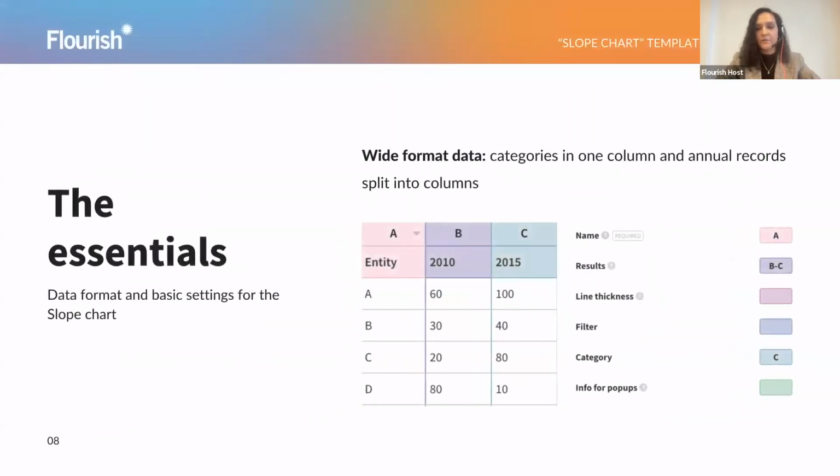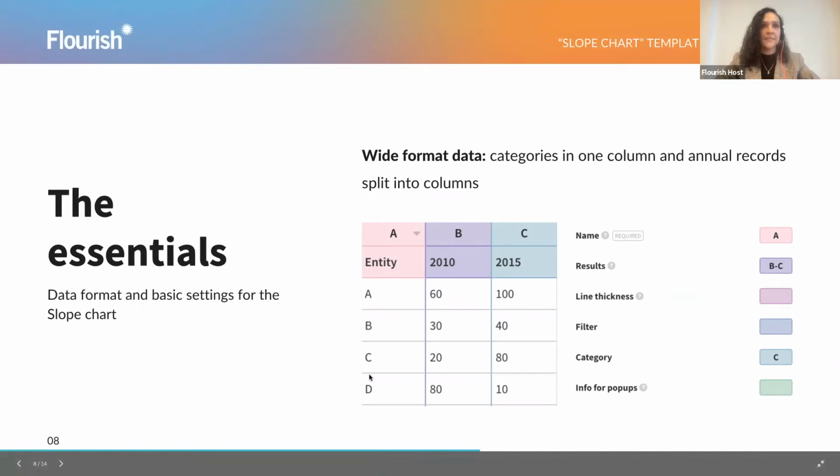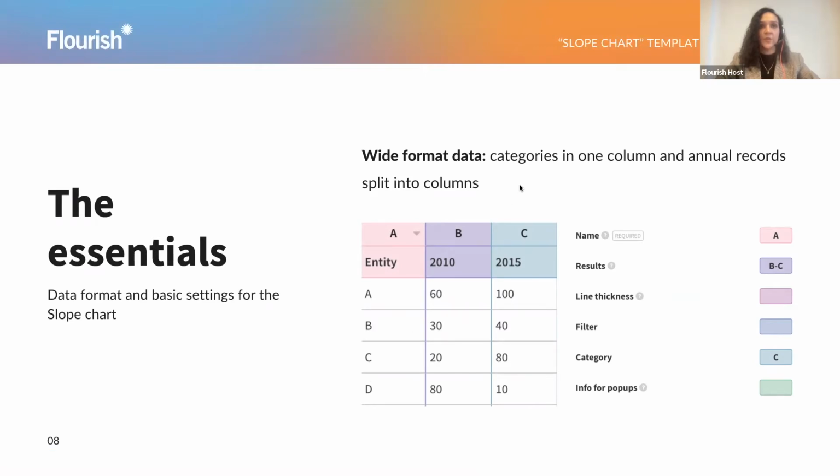Now I'm just going to cover the essentials that you need to create your own slope with Flourish. And the first is the data format. So slopes require wide format data. And that is, you need categories in one column, so in this case, entity, and your annual records or your time records are going to be each split into a single column. So in this case, we can see 2010, 2015, and all the values. And that is what's going to be bound to the results column binding. And then you can see here, you can add a value for line thickness. You can add a filter, category, and extra info for pop-ups.